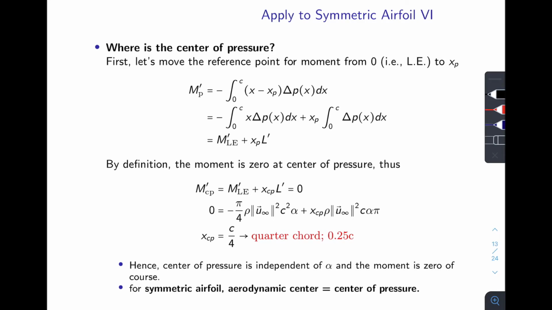So now let's compute the center of pressure. Once we have the moment with respect to the leading edge, we can use a very simple expression to compute the center of pressure. The center of pressure is just the minus moment with respect to the leading edge divided by the normal force, actually. But since we consider a small angle of attack, it's just the lift force. Then you can plug in the expressions to see what it is. It gives you the center of pressure at the quarter chord, so basically 25% of the chord length.